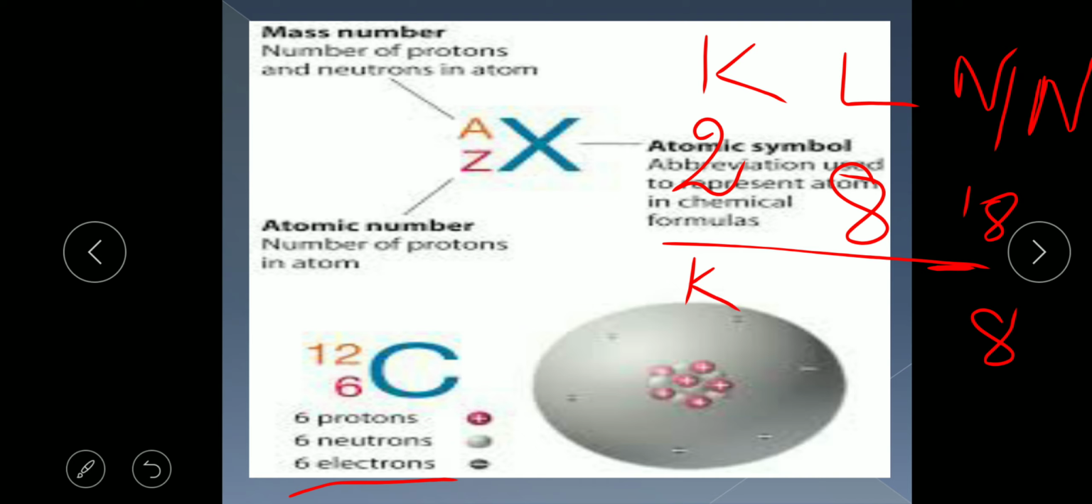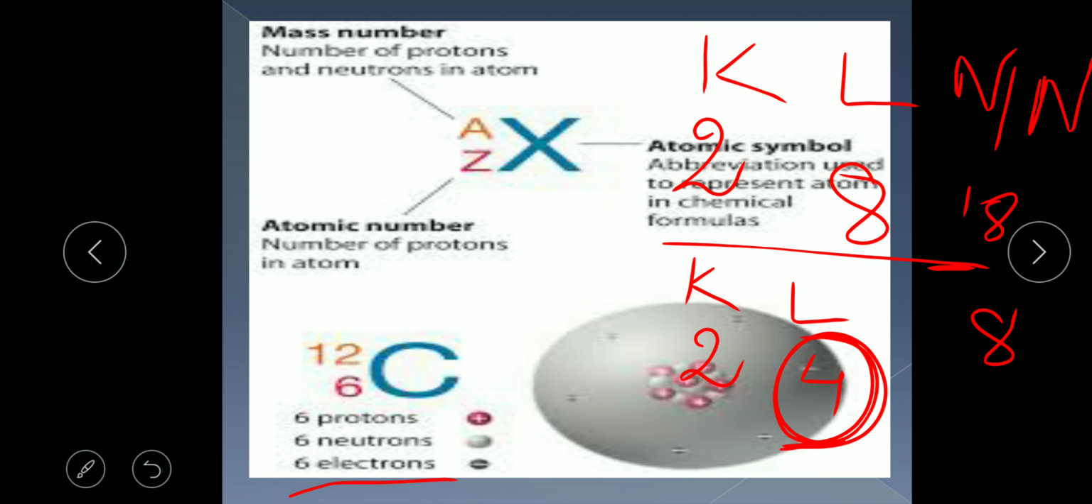So on this basis, if it is having 6 electrons, how many electrons will go in the K cell of carbon atom? 2. Now how many electrons are left? That is 4. So in the L cell, how many electrons will be there? 4.